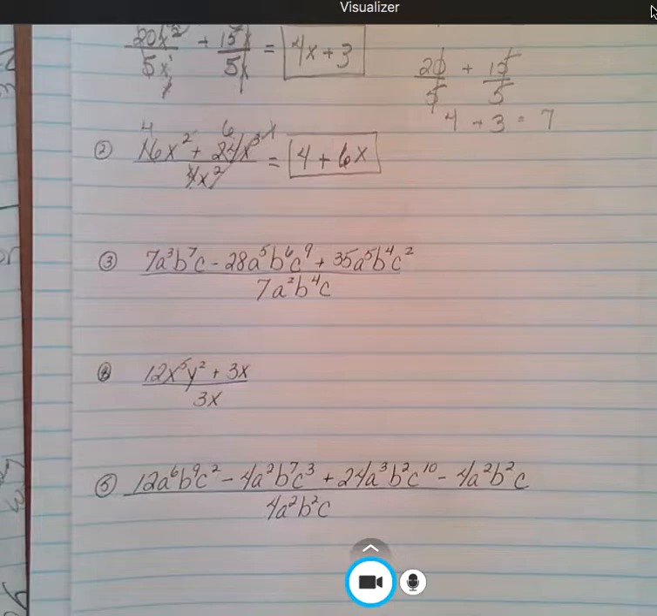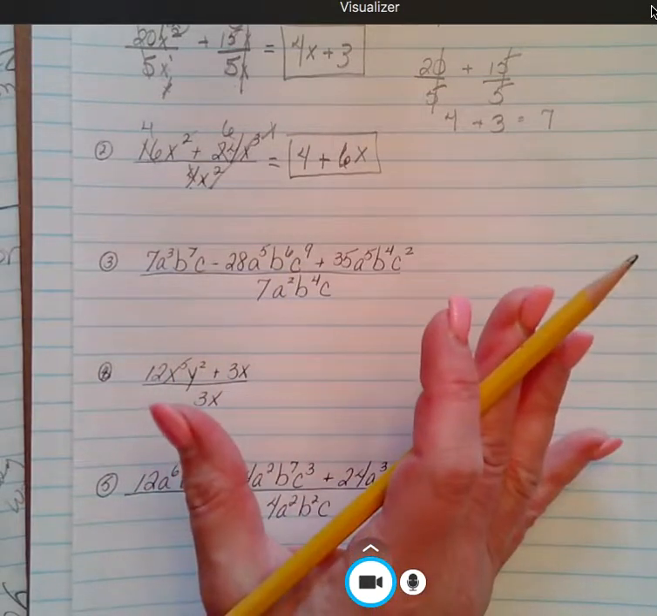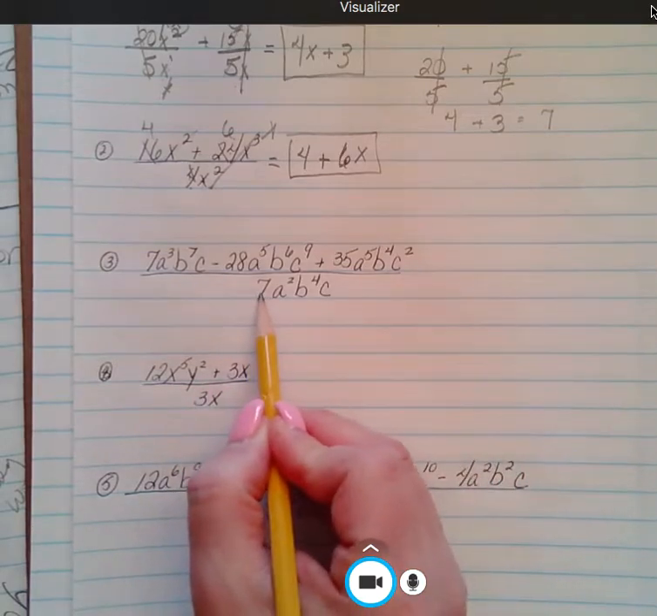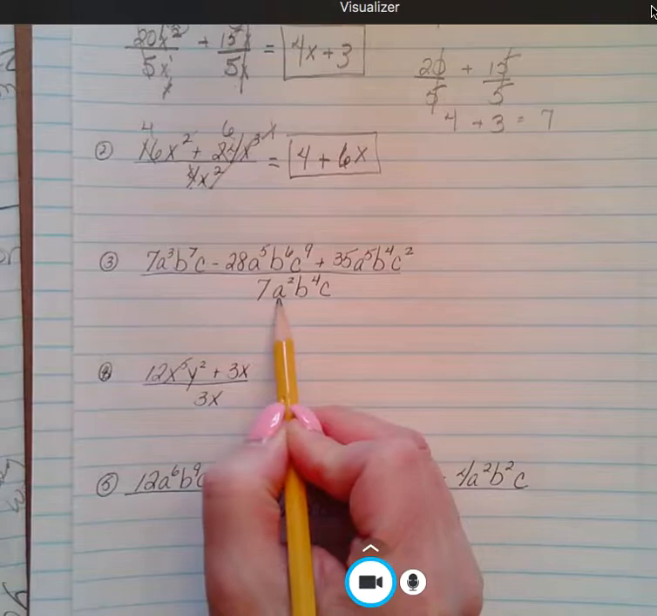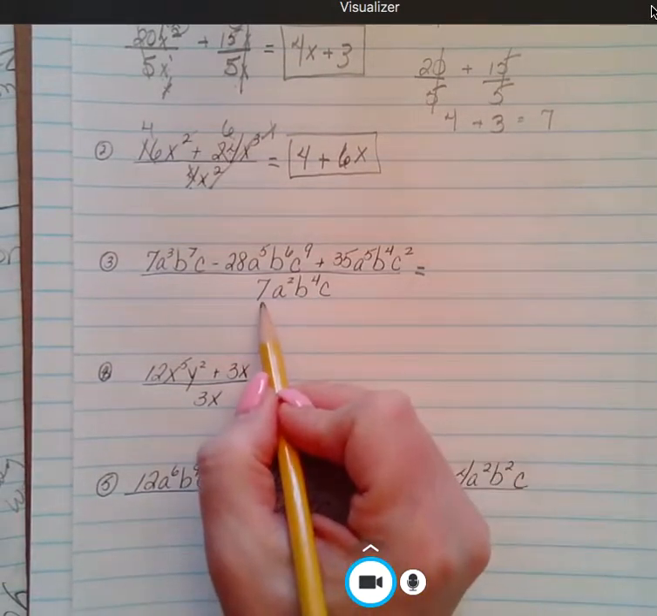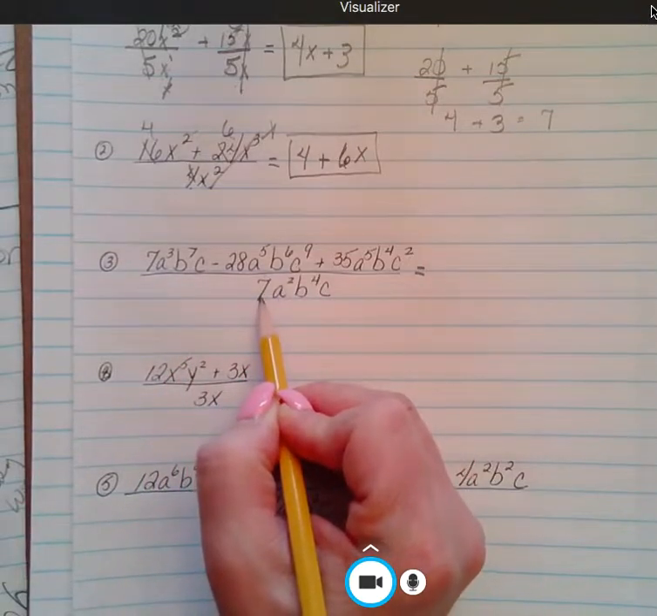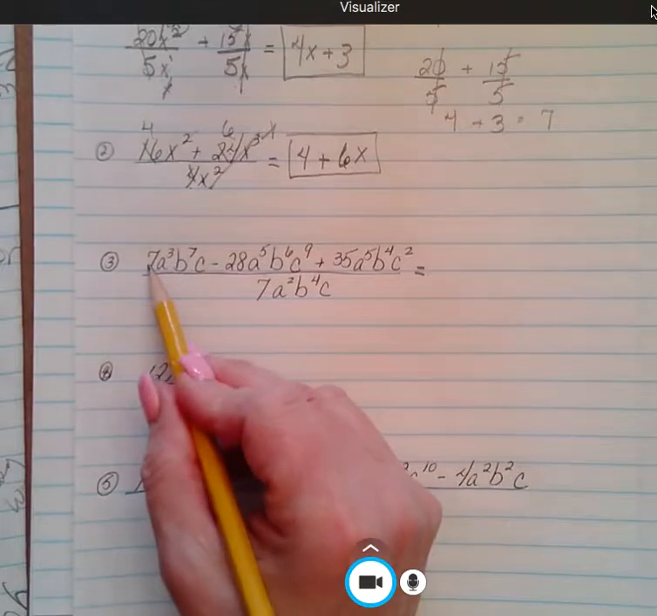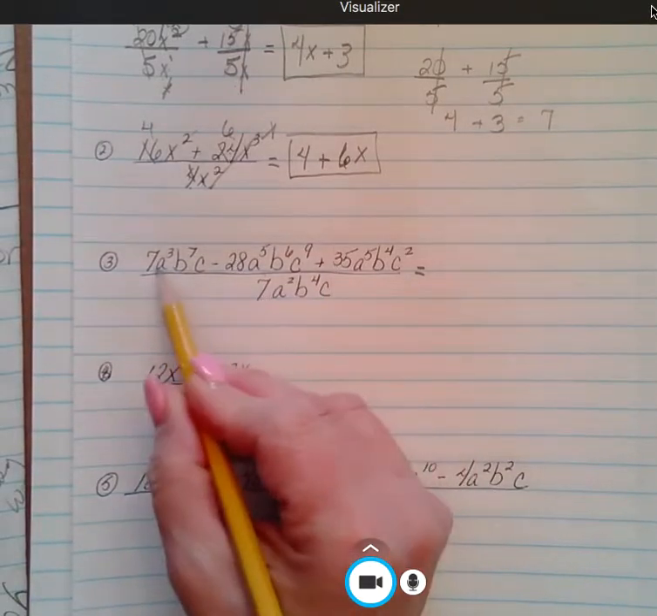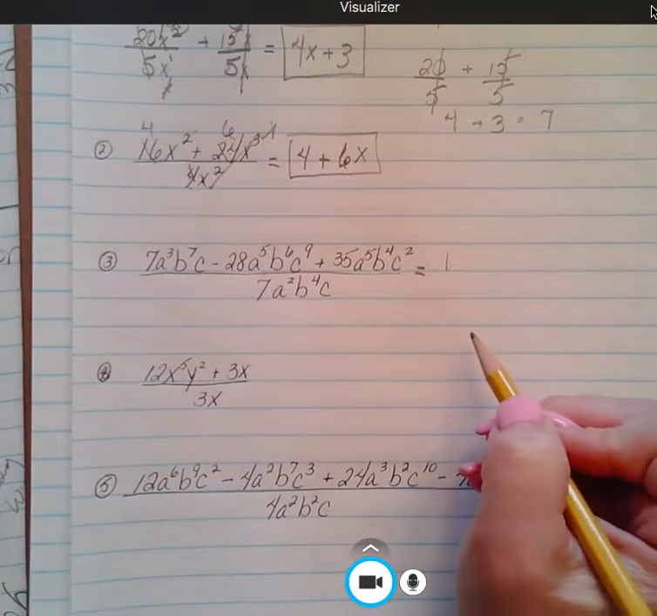Number 3. There's a lot happening here. Let's do one piece at a time. So we'll look at our numbers, then the a's, then b, then c. First, my numbers. So I have 1, 2, 3 terms. I have to make sure that 7 will divide into each of these coefficients, and it will. So let's see. 7 goes into 7 once. Well, so I feel better, I'm going to write the 1 there.